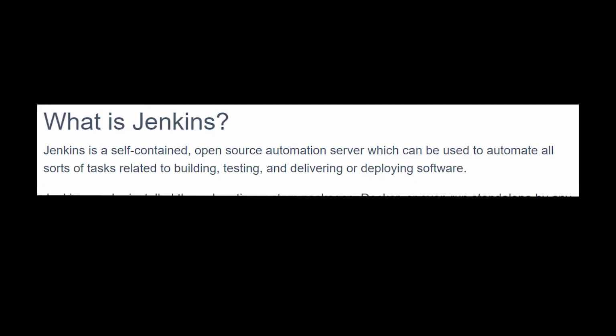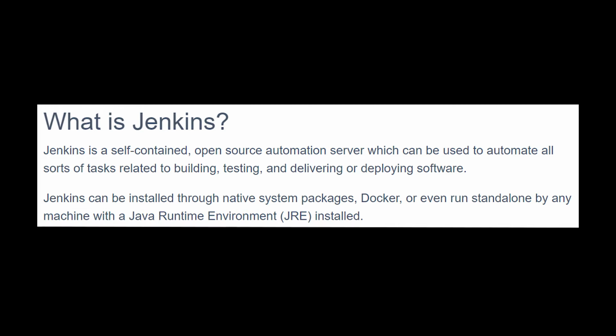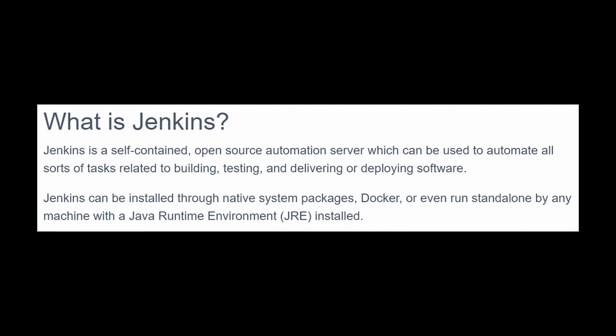So what do we need to install it? First, we're going to need to decide how we want to install it, because if we consult the same piece of documentation, Jenkins can be installed through native system packages, Docker, or even run standalone by any machine with Java runtime environment installed. Well, that means that we can just use the old way of systemd or running it on Windows as an executable and be done with it, right?